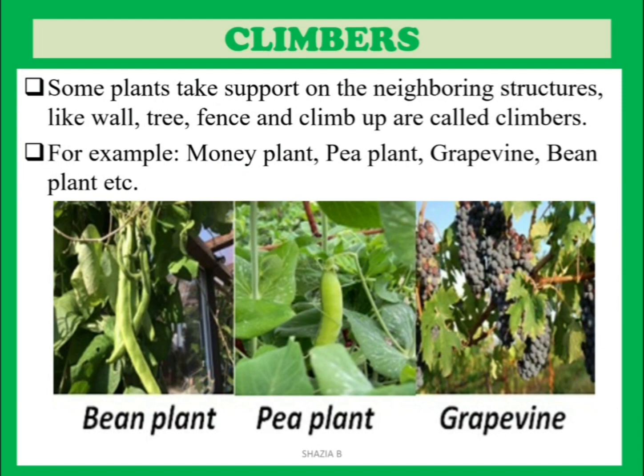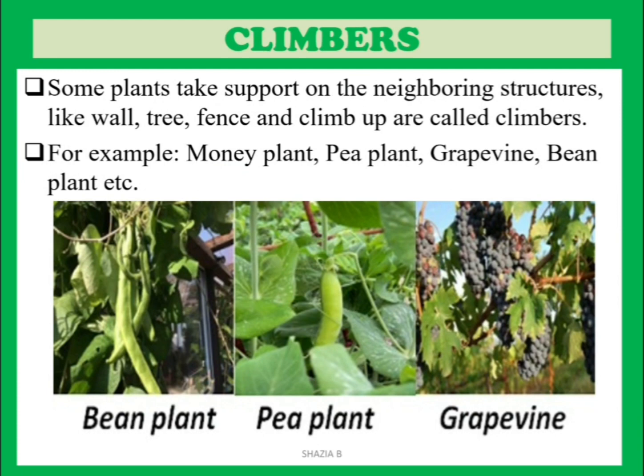Examples: I already mentioned the money plant, which is very common in everybody's home, and we can also see the grapevine. We can see it in movies and all. Grapes are usually grown on a fence. The bean plant, pea plant, etc. are all examples of climbers.